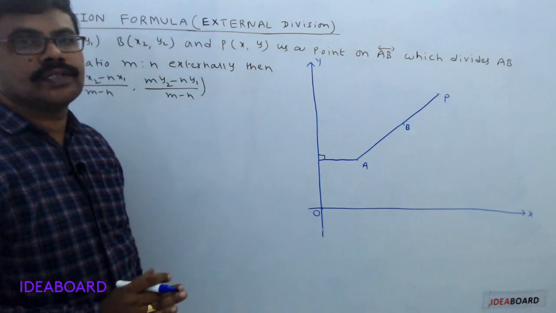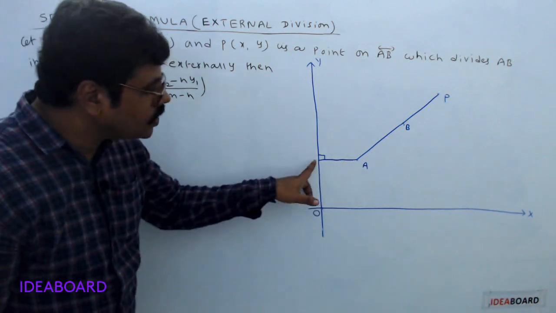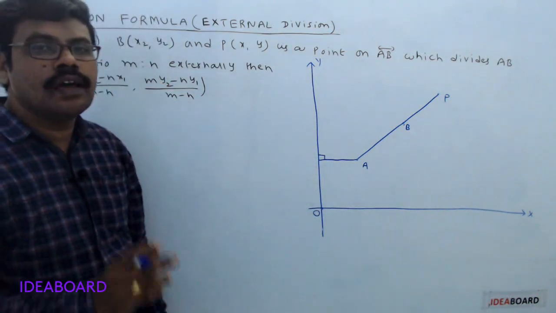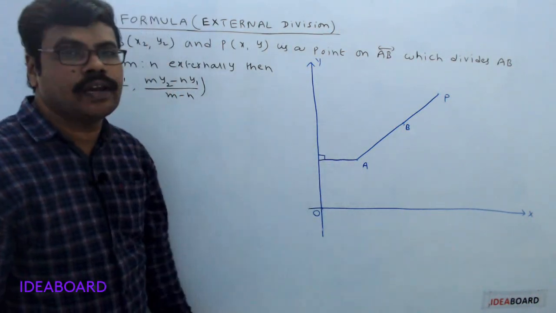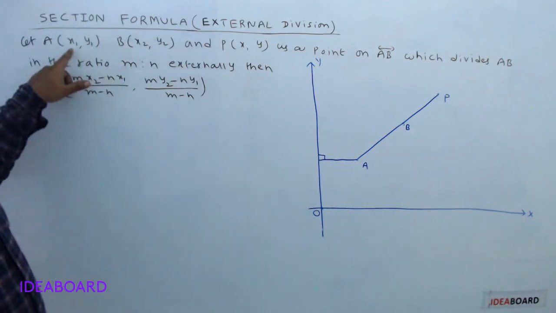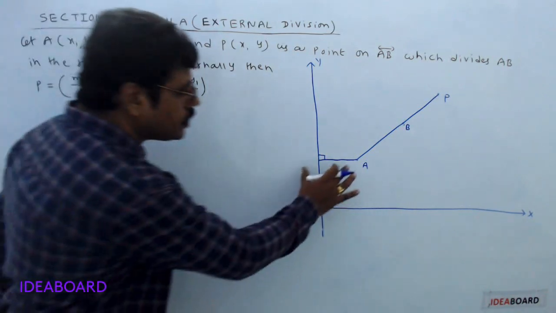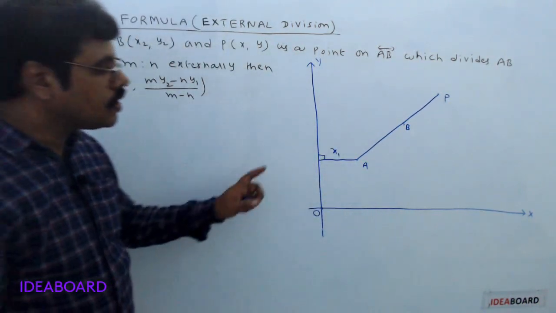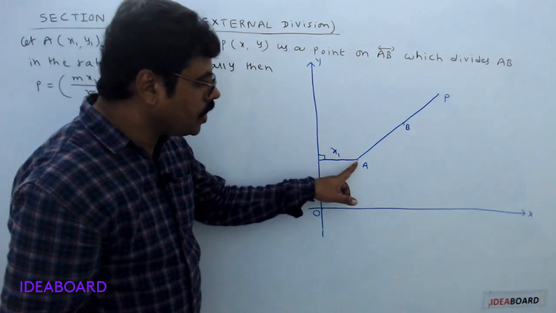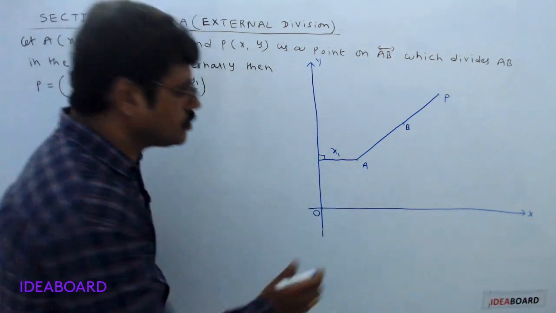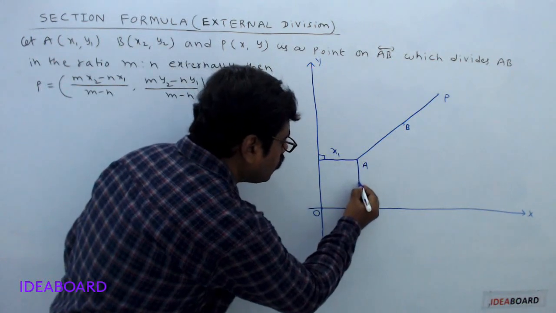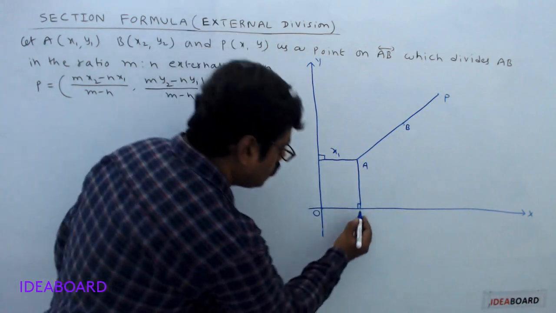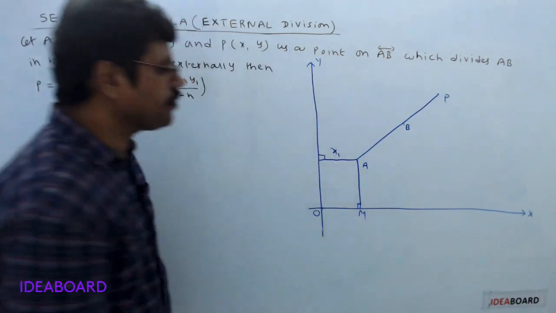What is the definition of x-coordinate? The perpendicular distance from any point onto the y-axis is called the x-coordinate of that point. Here the x-coordinate of A is x1. So this length will be taken as x1. Once again draw a perpendicular from the point A onto the x-axis. Now this is the perpendicular from the point A onto the x-axis. Now take this point as M.